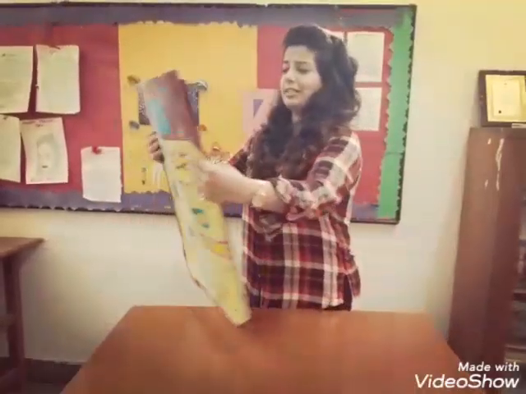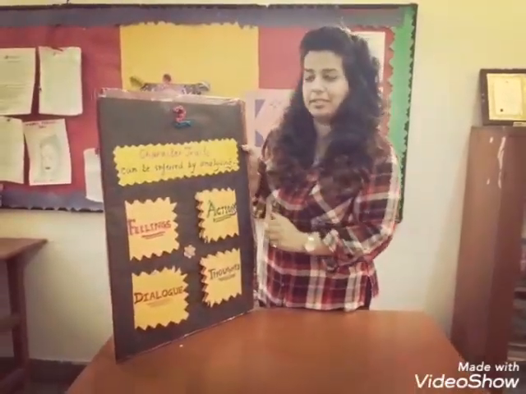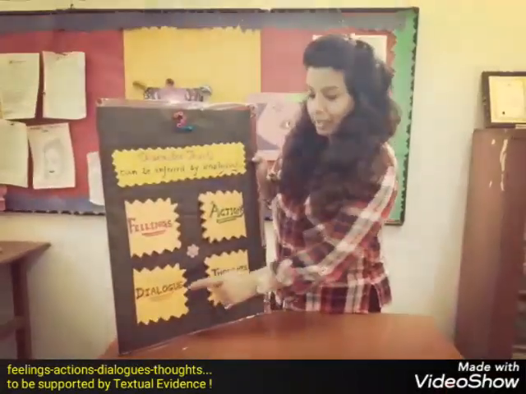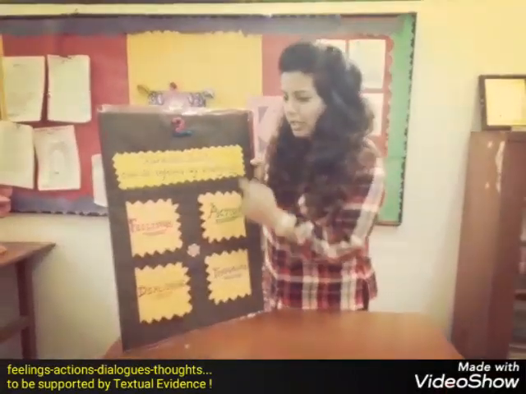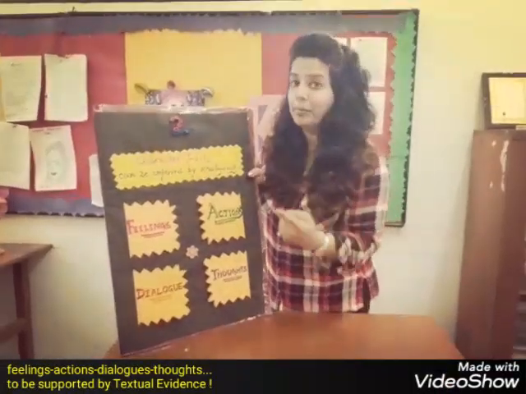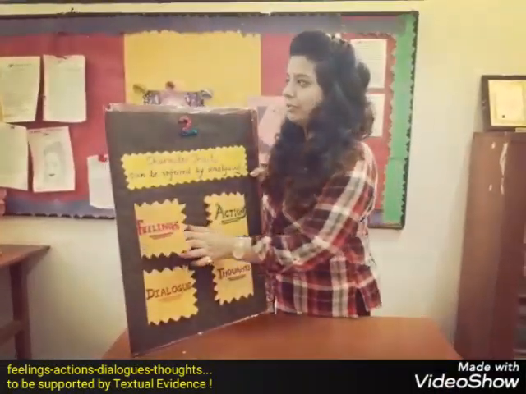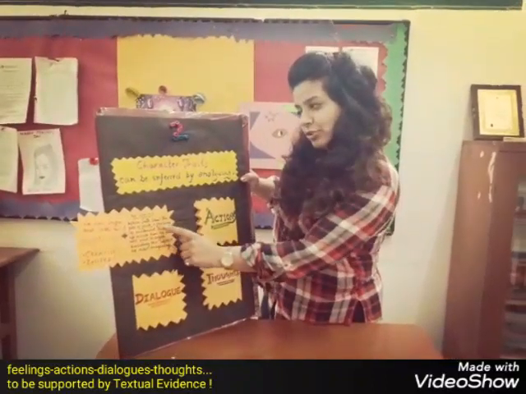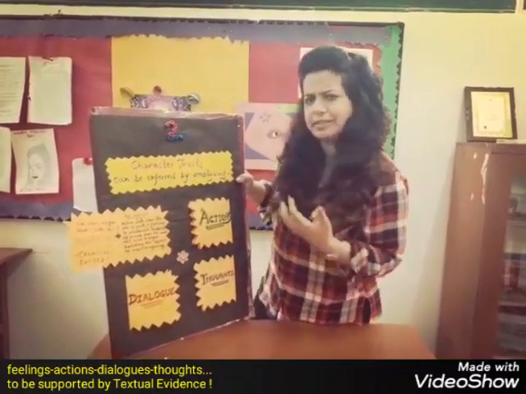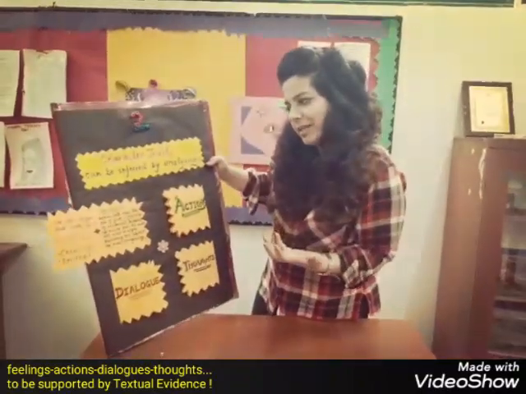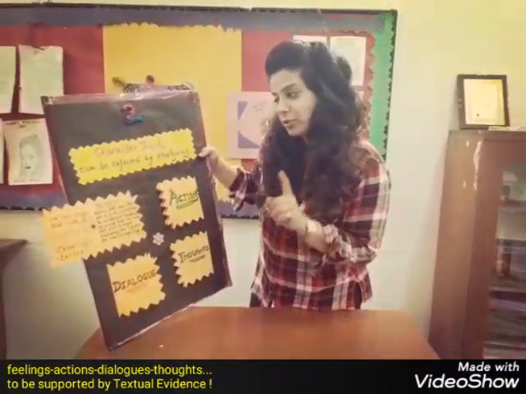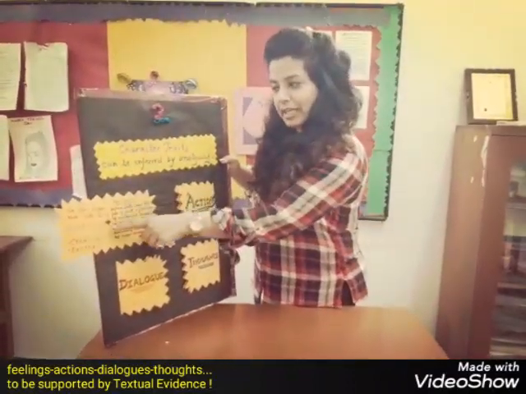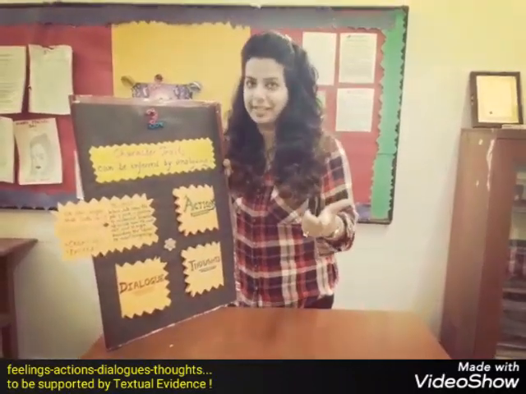Coming on to the second aspect, when we talk about character traits, they can be inferred by feelings, actions, dialogues, and thoughts. Now, each one has one example so as to make it more clear. For example, when we talk about feelings: when Sage saw the pile of junk, a feeling of excitement bubbled up inside him. He could not wait to begin building the object he was imagining. Thus, we can infer that Sage is creative, excited.